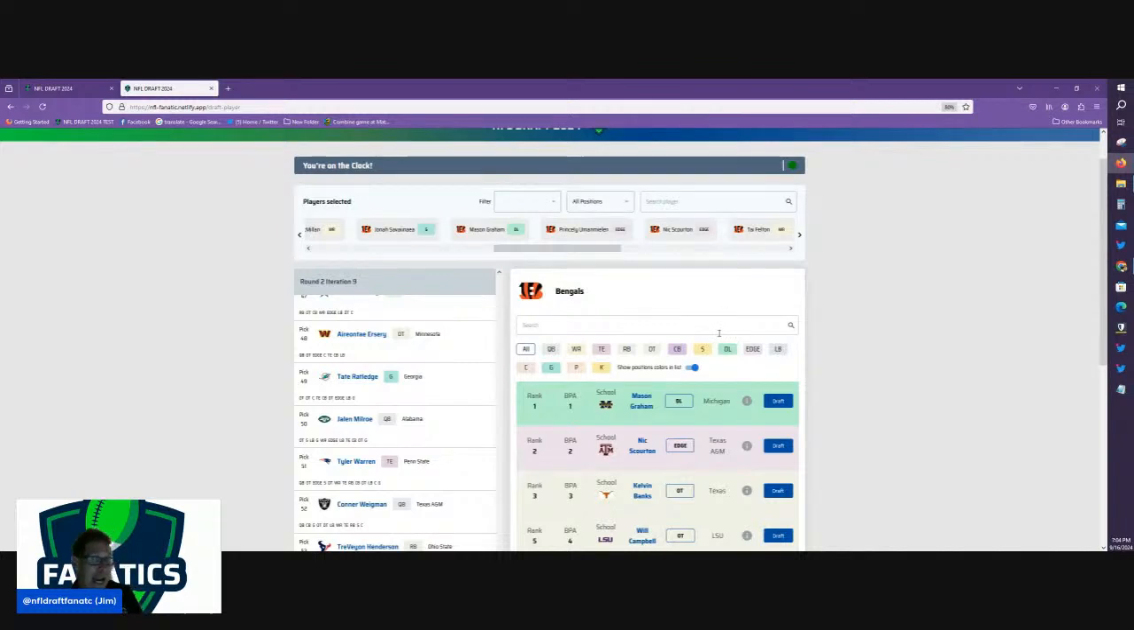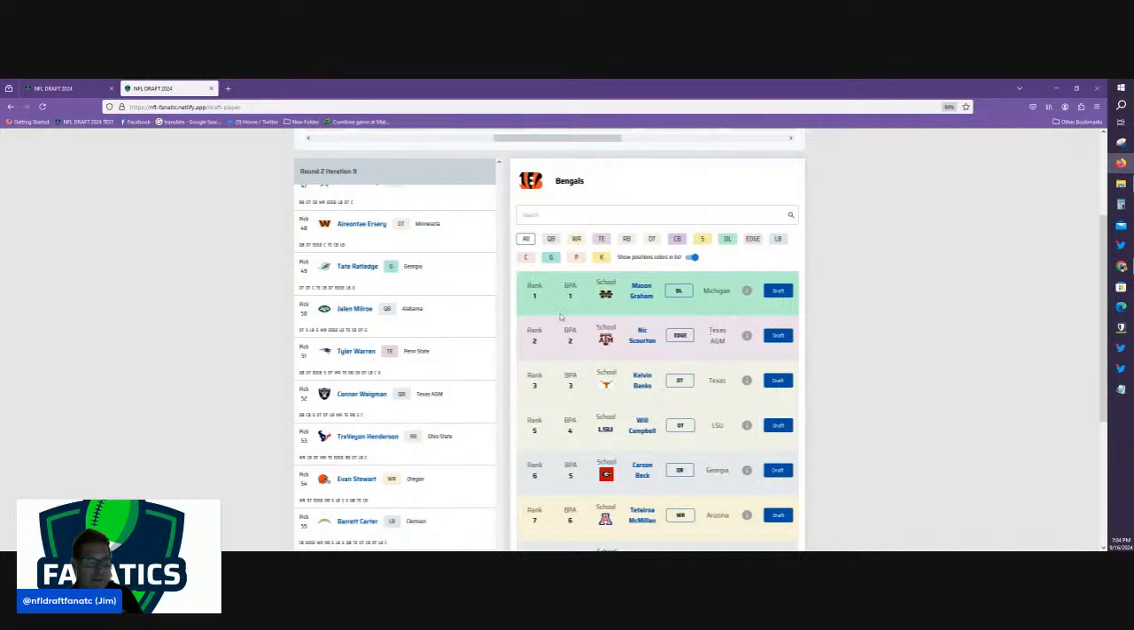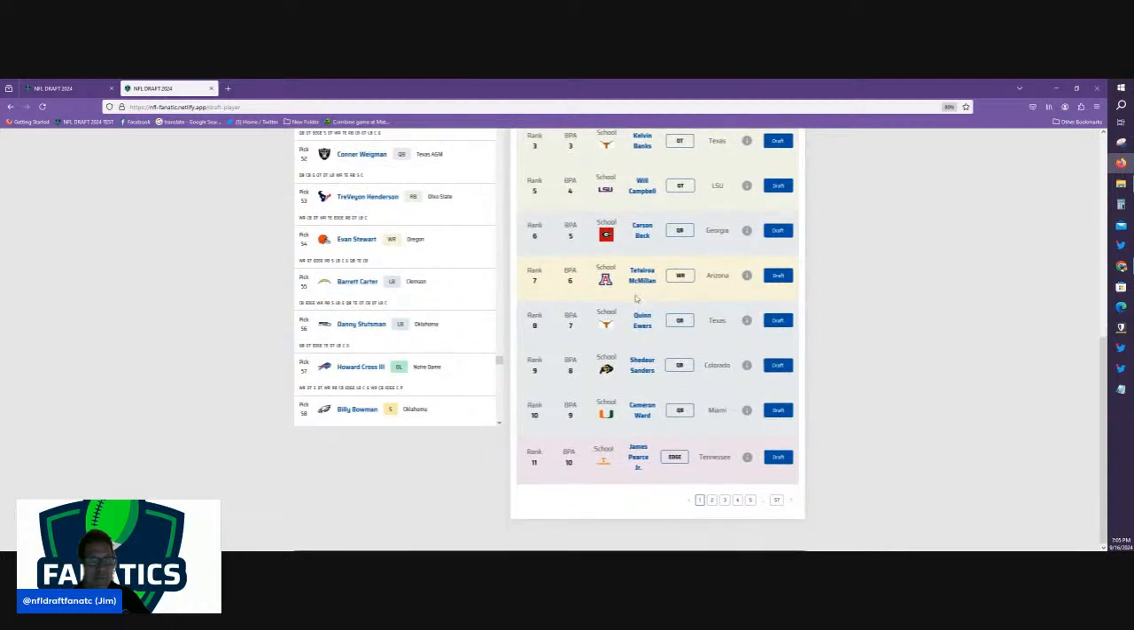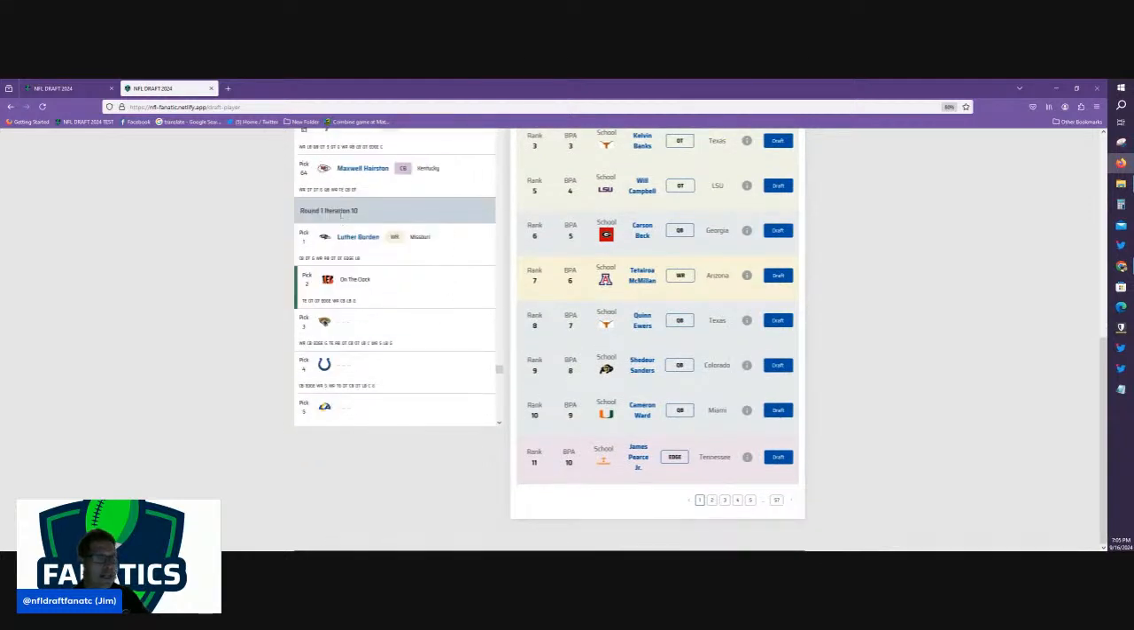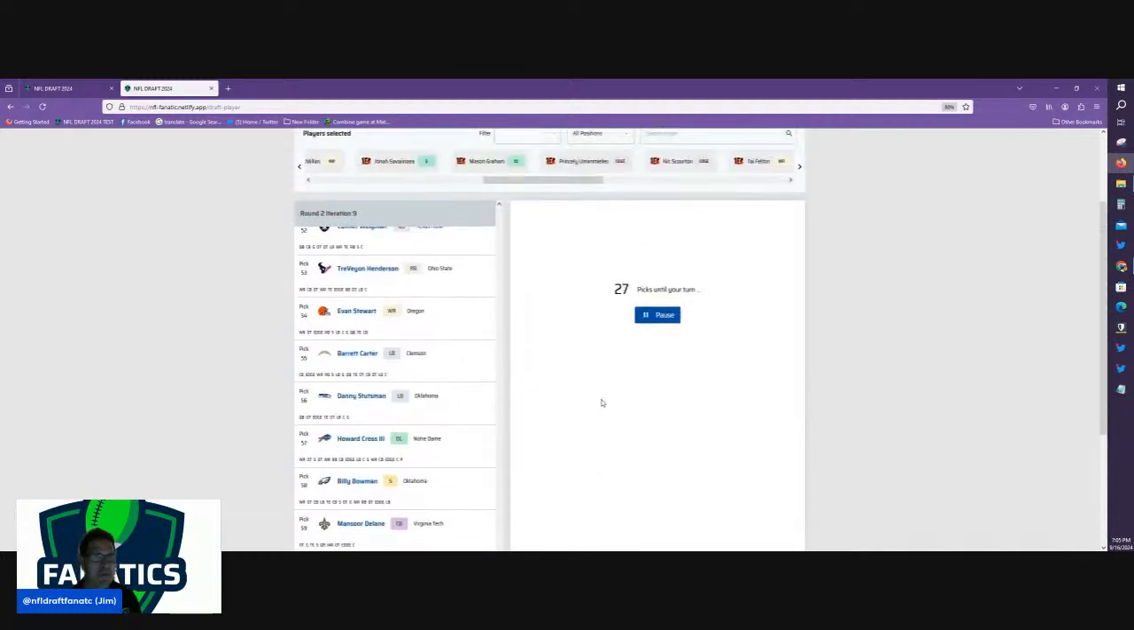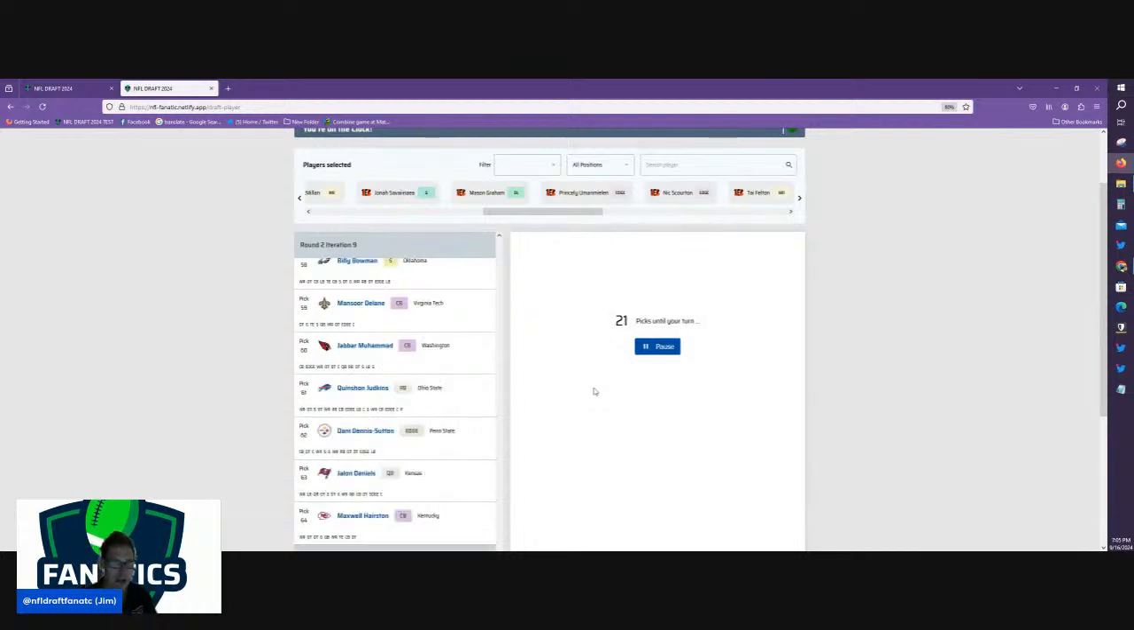Okay. And after you pick second round challenge, it's going to ask you to do 10 2-round drafts. So you can see Graham, who was about 7th last time, is now at the top. We are doing iteration 10. Luther Burden went 1st overall. So that time I'll pick James Pierce, and Pierce moves up.